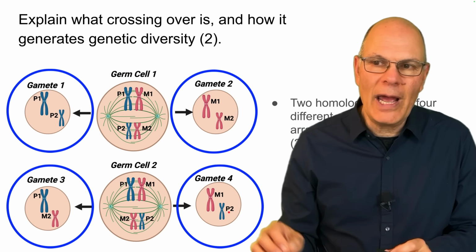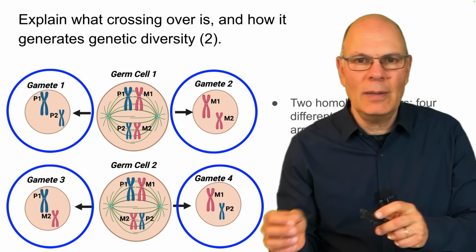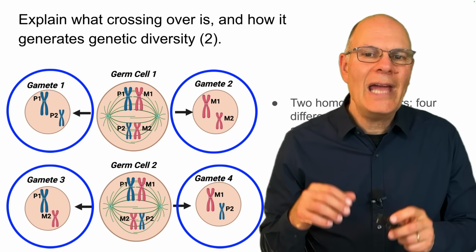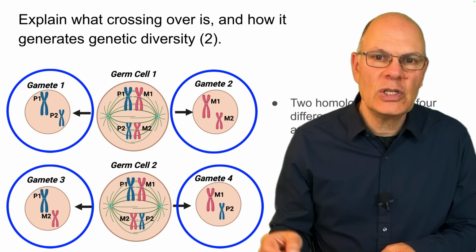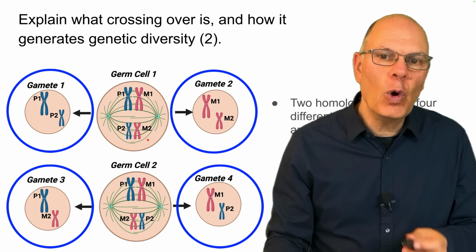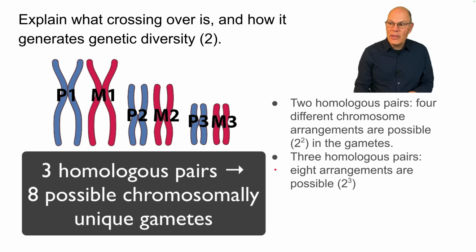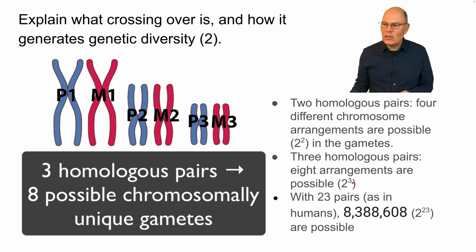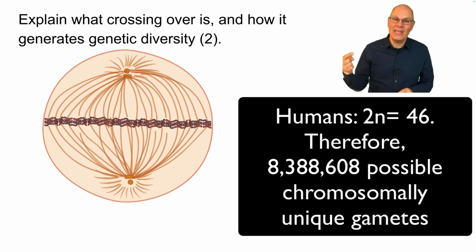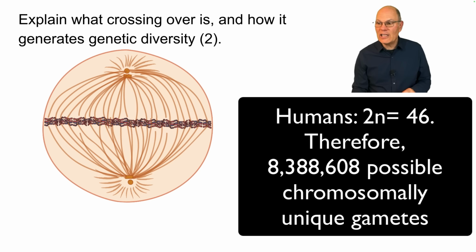Now, you can play around with this. You can cut out little pieces, or you can label coins M1, P1, M2, P2, and you can try different combinations, but you won't get more than 4 in a system that has 4 chromosomes as its diploid number. With 3 homologous pairs, then the math takes you to 2 cubed. That's 8 possible arrangements, and with 23 pairs like we have in Homo sapiens, you have 2 to the 23rd possible arrangements.